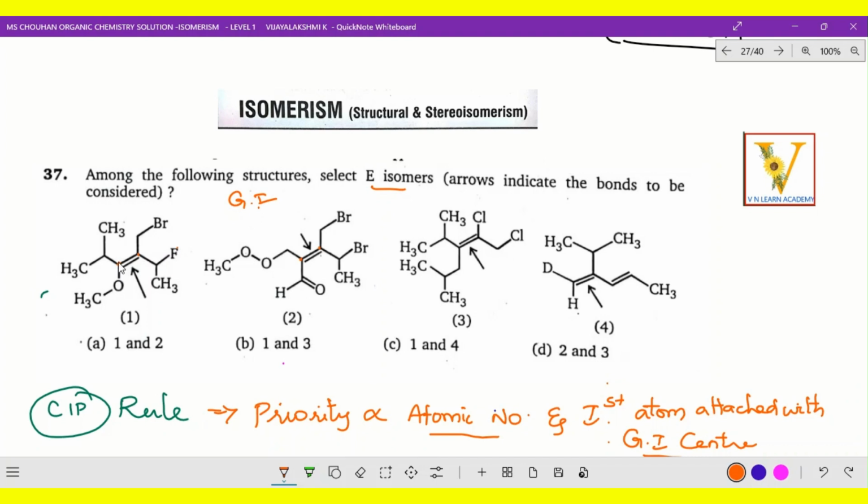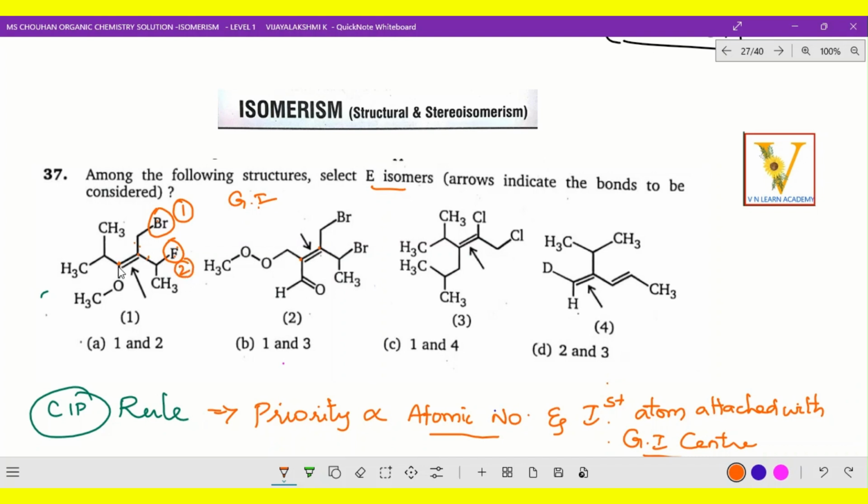Now here one GI center is there, here one GI center. Let us check with this. This is connected with bromine, and this one is connected with fluorine. Now which will you give the priority? Bromine or fluorine? Of course, 100% this carbon is connected with bromine, and bromine has the higher atomic number. This is also connected with carbon, and that is connected with fluorine. So bromine will be priority 1, fluorine priority 2.